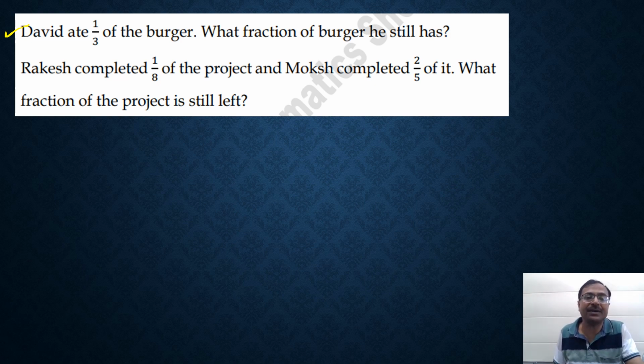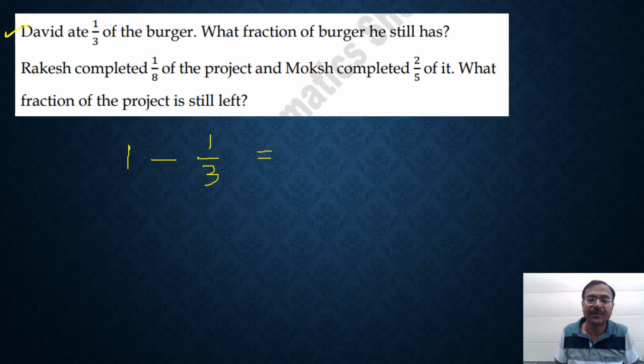So if a fraction of a whole is to be subtracted from the whole, the whole is always considered as 1. So originally the burger was 1, and 1/3 of it has been eaten by David. So what is left is 1 minus 1/3.